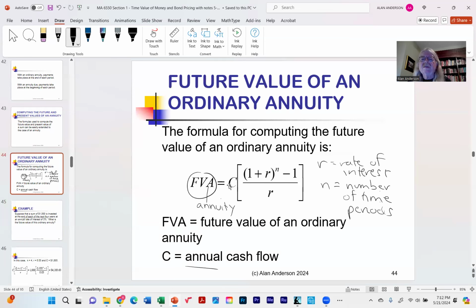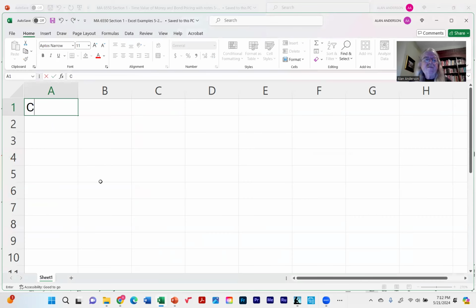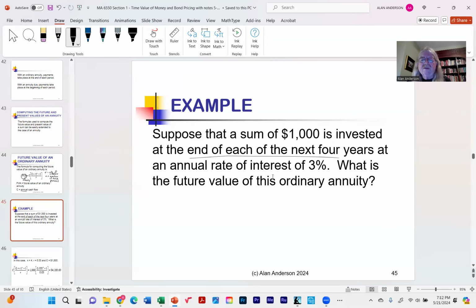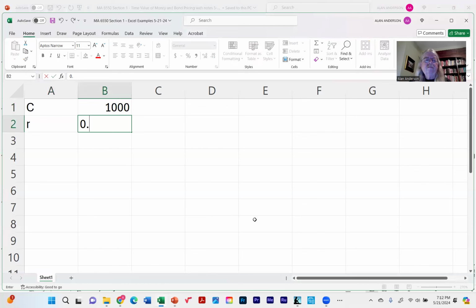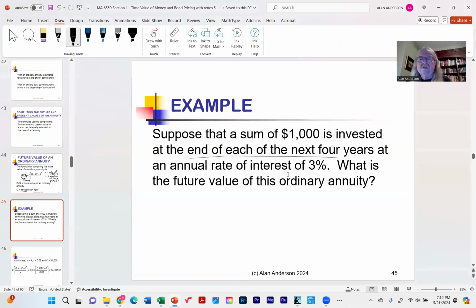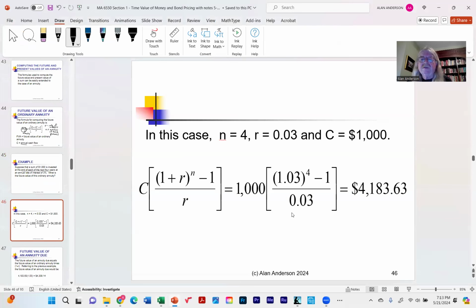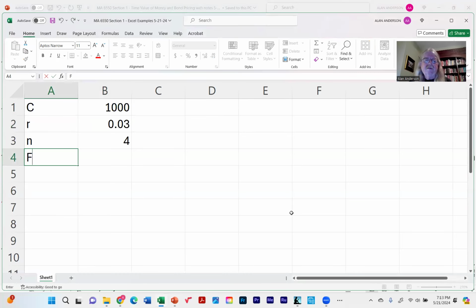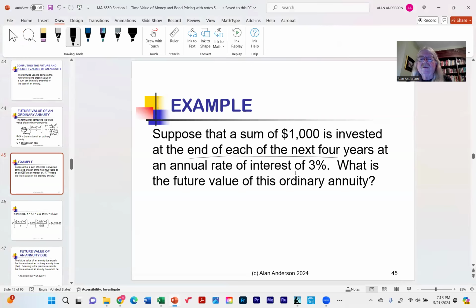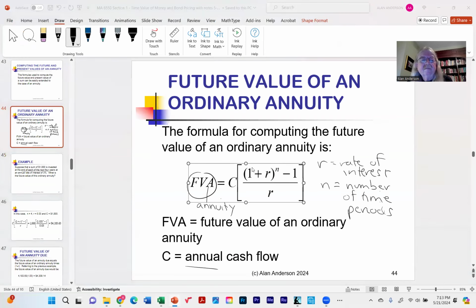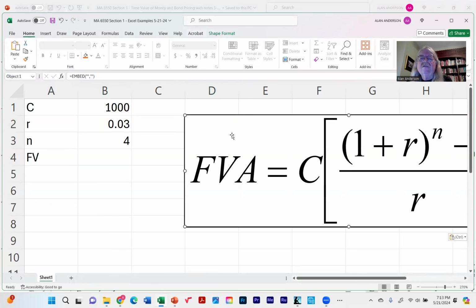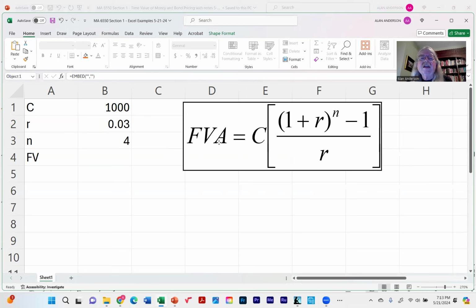So remember now, instead of using P for principal, we're using C for annual cash flow. So therefore, C is $1,000. r, the rate of interest, is 3%. And that leaves us with n, the number of years, which is 4. And we're trying to figure out the future value. Now, I'm going to copy the formula here so we don't have to keep scrolling back and forth. Oh, actually, I just realized I violated the notation. It should say FVA.